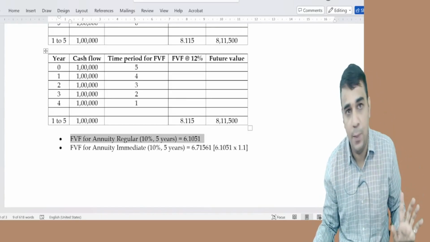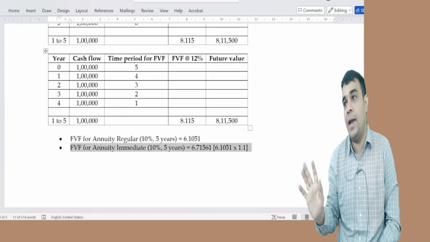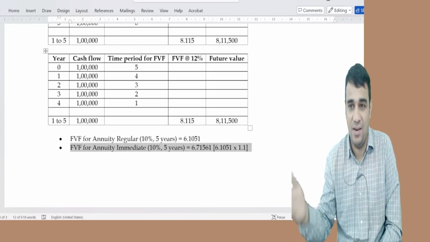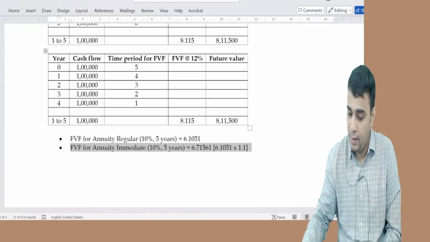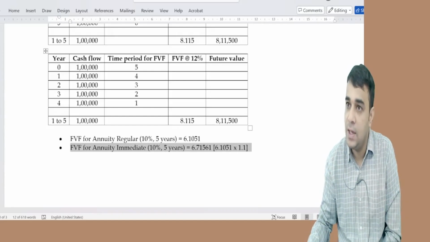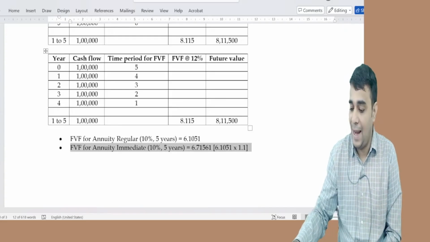Annuity regular. If it's annuity immediate, you have the regular answer, no? You can do into 1 plus r. Or in the calculator, the logical way: 1.1 into 1, equal to first year, second year, third year, fourth year, fifth year and a GT button.